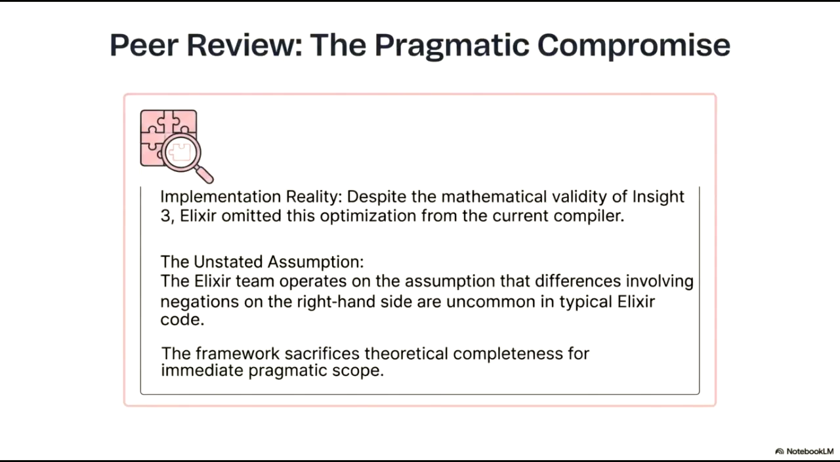Let's examine the pragmatic compromise identified during the peer review process. When we look at the implementation reality, we find that despite the mathematical validity of Insight 3, the Elixir team chose to omit this specific optimization from the current version of the compiler. This decision stems from an unstated assumption that code patterns involving negations on the right-hand side are statistically uncommon in typical Elixir development. By making this choice, the framework deliberately sacrifices theoretical completeness in favor of a more focused, pragmatic scope that addresses the most frequent use cases.